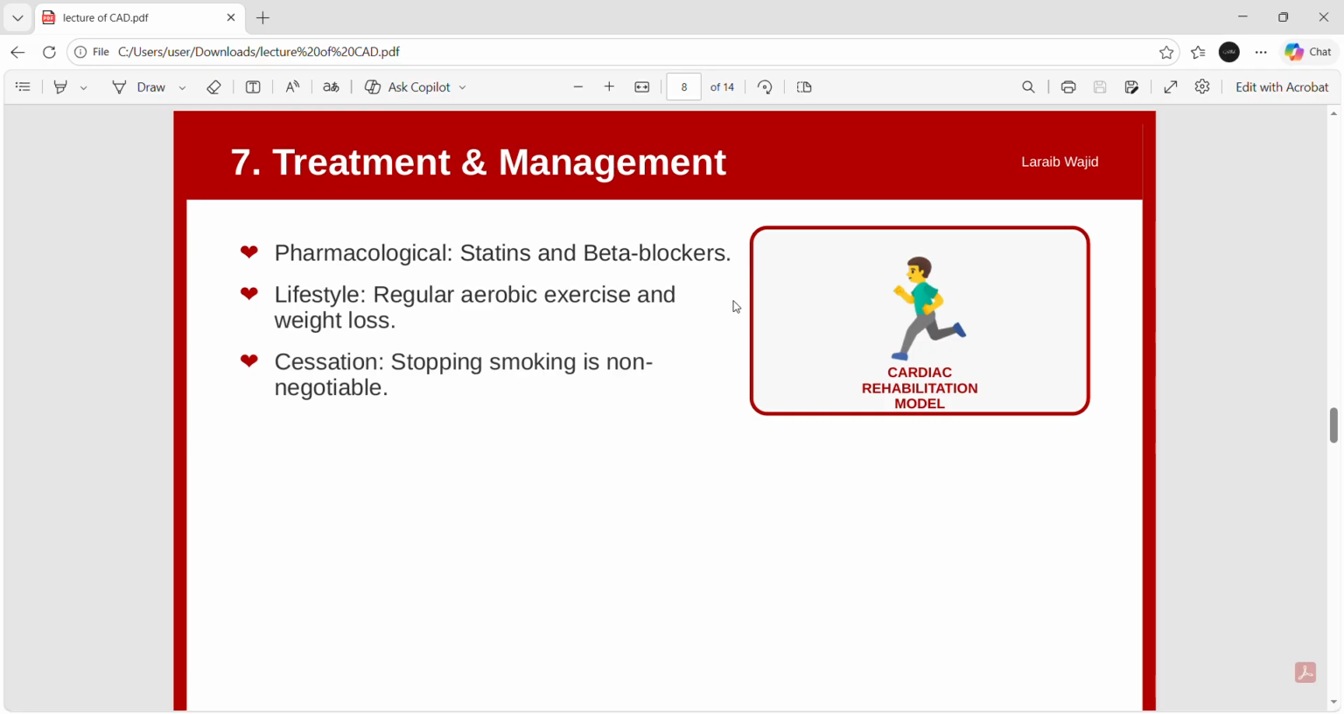So the treatment and management. Treatment includes medications like statins and beta blockers. But in this disease, medicines are not the only thing that is important. Medicines are also important, but lifestyle changes are very important, such as regular exercise and weight loss.